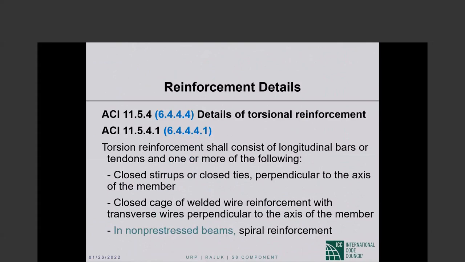Okay, now details of torsional reinforcement, extremely important. Torsion reinforcement shall consist of longitudinal bars or tendons and one or more of the following. So longitudinal bars and one or more of the following. Closed stirrups or closed ties perpendicular to the axis of the member. Closed cage of welded wire reinforcement with transverse wires perpendicular to the axis of the member. I don't know how much welded wire you have, so I probably will not try to explain this transverse wire. In non-prestressed beams, you can also have spiral reinforcement as your transverse reinforcement.